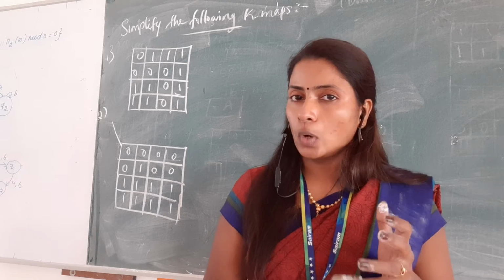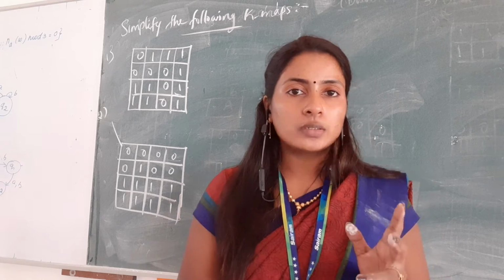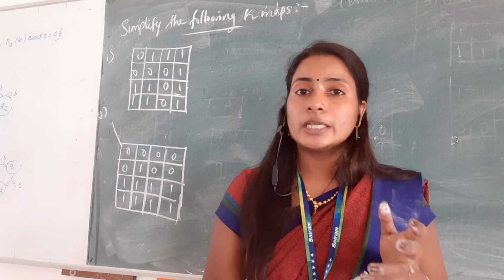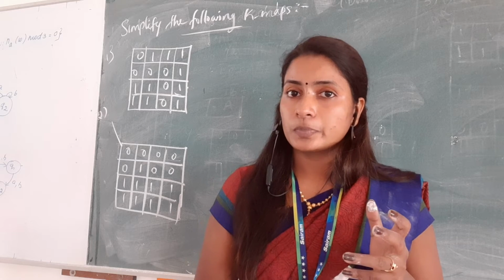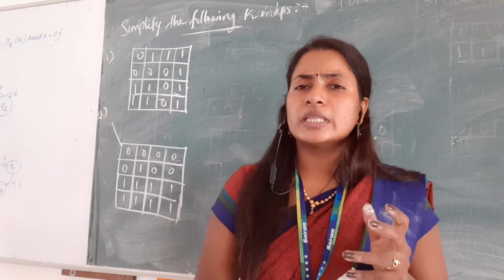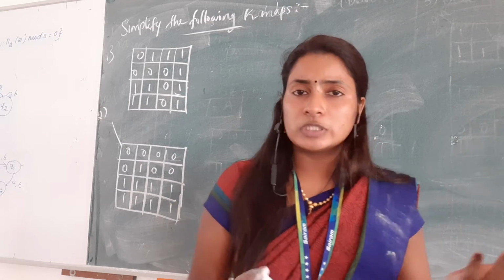First you have to check for octet. First priority you should give to octet. You should search for octet first. If there is no octet, then you have to search for quad, 4 adjacent ones. Check everything: all 4 corners, folding, everything you check.